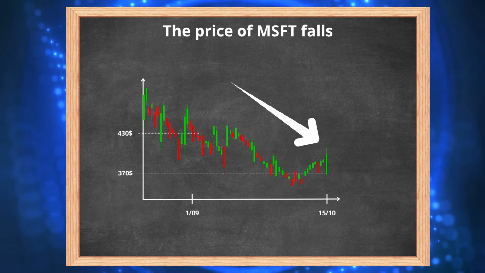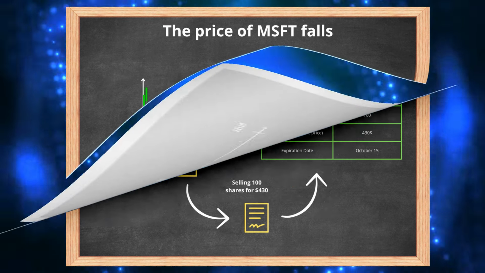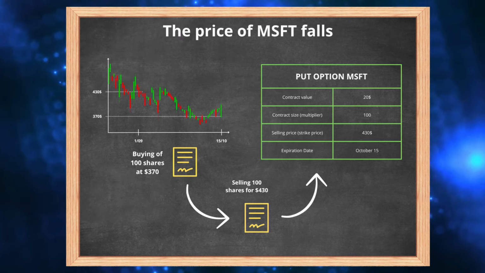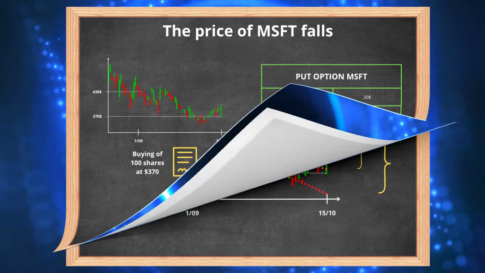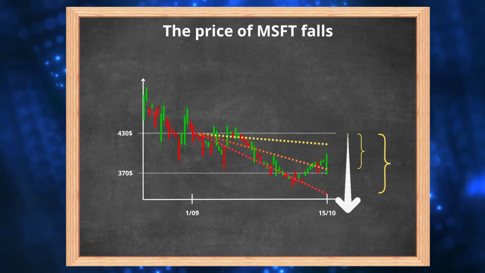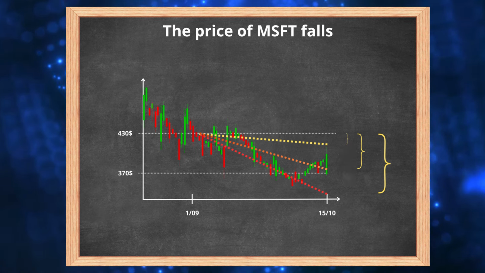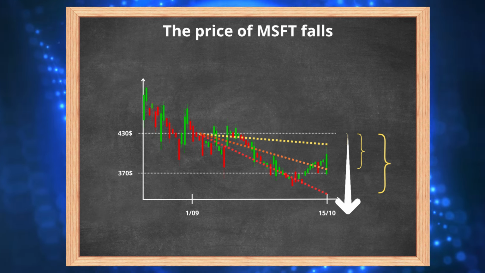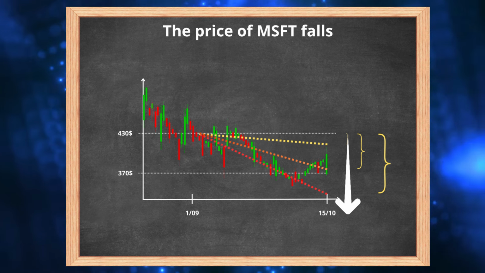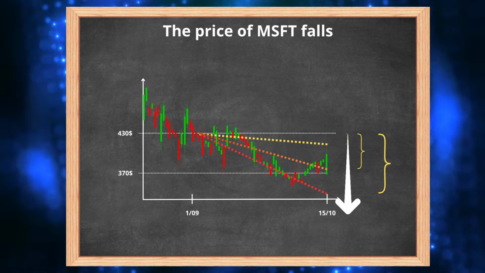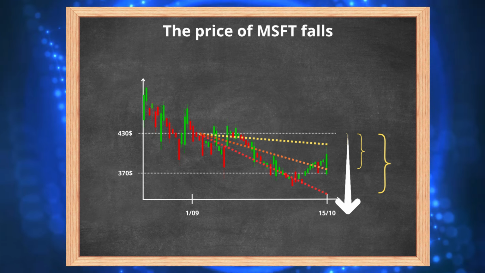If the price of the underlying asset falls below the strike price, the option holder may choose to exercise their right. In that case, the magnitude of the decline becomes very important because as the option seller, you are obligated to buy shares at $430 even if they are only worth, let's say, $370 on the market. The deeper the price drop, the larger your potential loss.